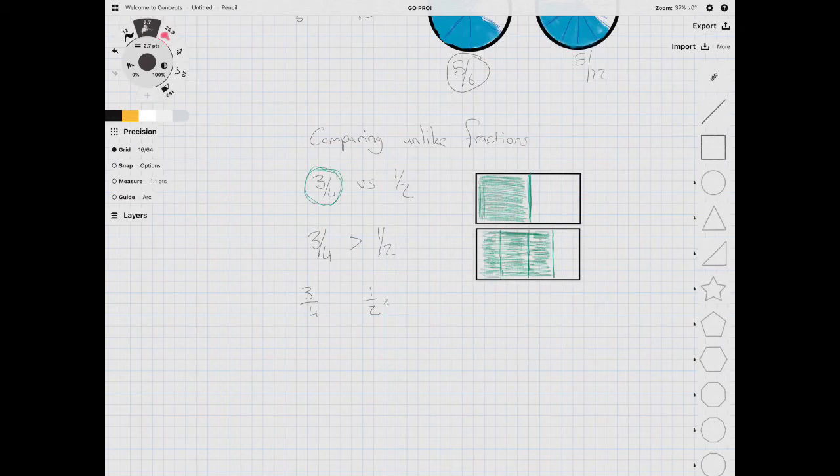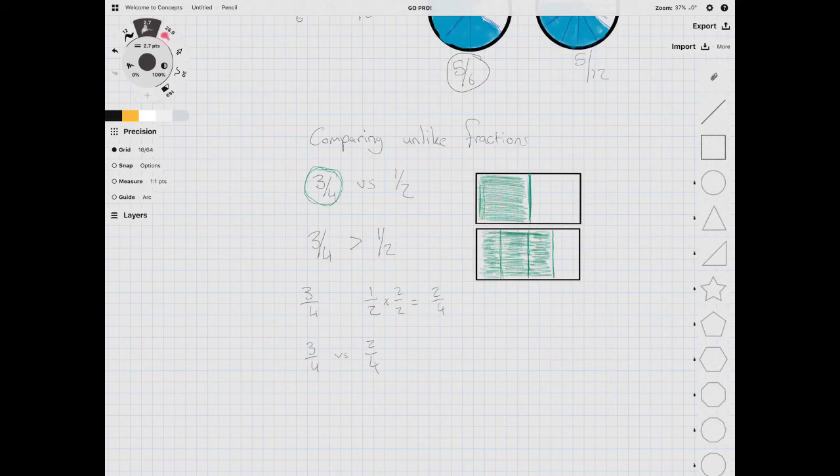How do I do that? Well, I multiply this by 2/2. We always multiply it by a number over itself, because that's the same as multiplying by 1, which is going to give you an answer that is equal to the fraction that you started off with. All right, so I want to compare 3/4 and, well, this is going to be 2/4. So 3/4 versus 2/4. 2/4 is a half. That's an equivalent fraction. So I'm still comparing 3/4 to a half. I'm just comparing it to a different way of expressing that half.